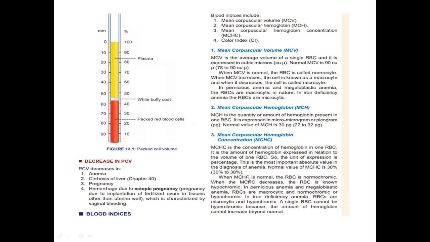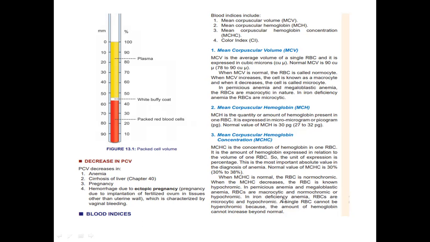normochromic and hypochromic blood? In pernicious anemia and megaloblastic anemia, red blood cells are macrocytic and normochromic, because in those types of anemia, there is no problem with iron. So the iron content is okay. That means the hemoglobin content is okay.